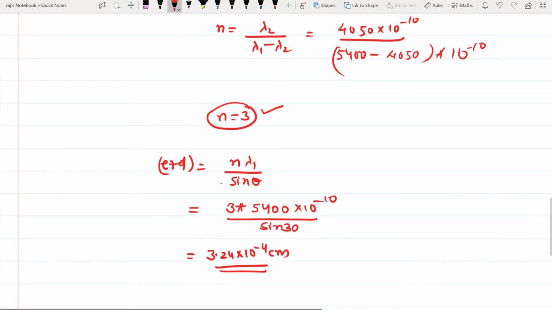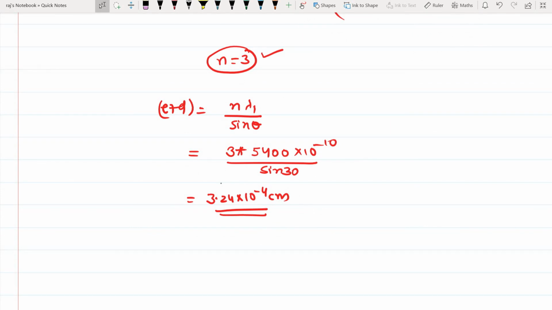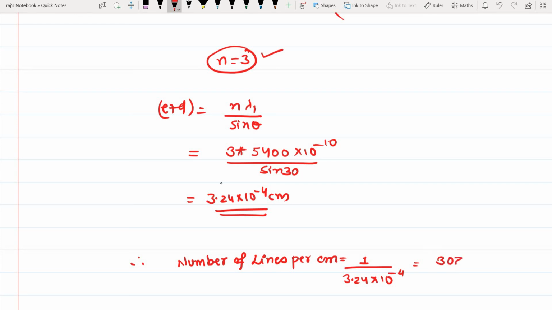Now to calculate the number of lines, we will invert this result. Therefore the number of lines per centimeter will be 1 by 3.24 into 10 to the power minus 4. That is, we will get 3086 lines per centimeter.